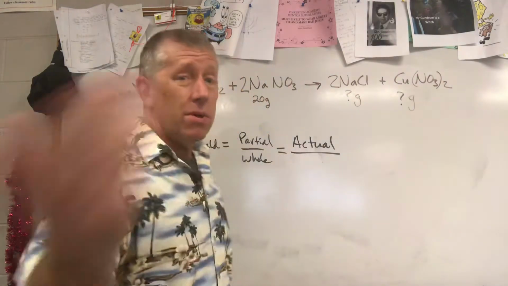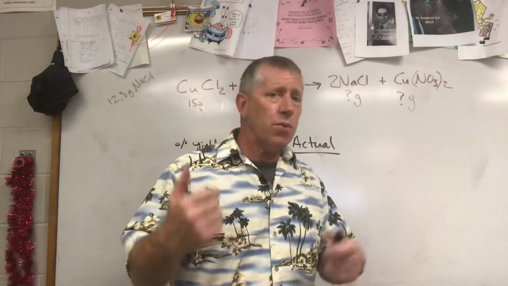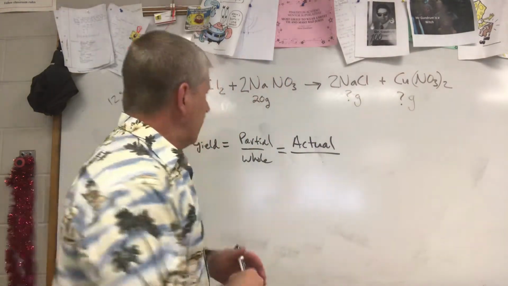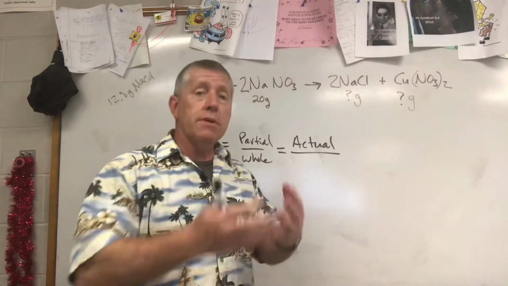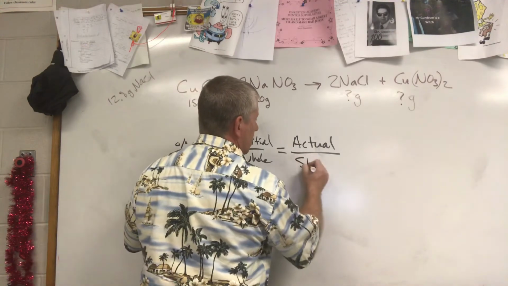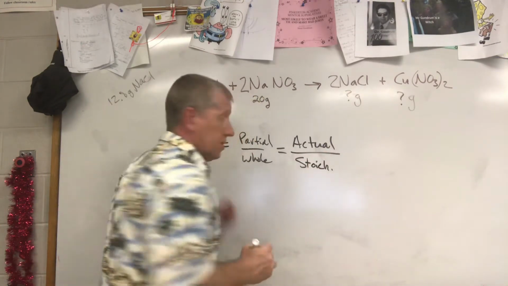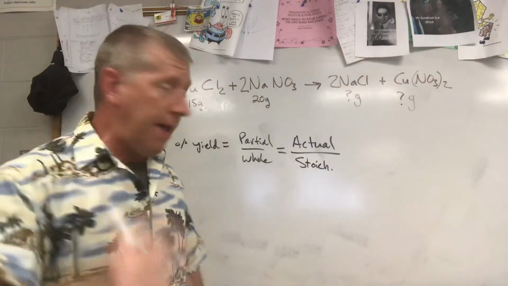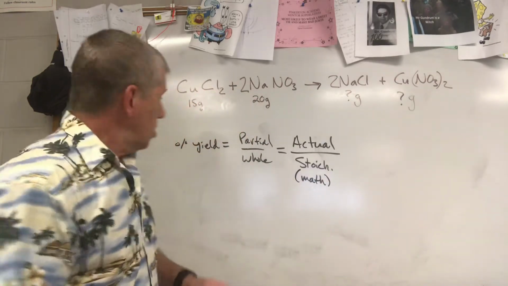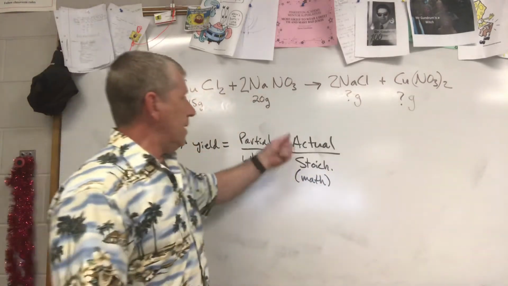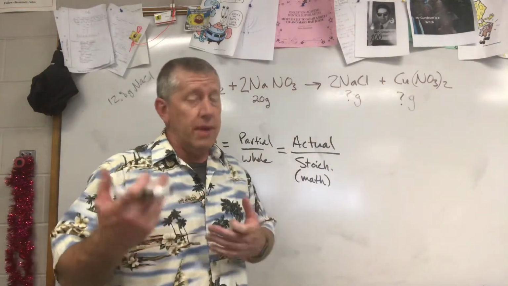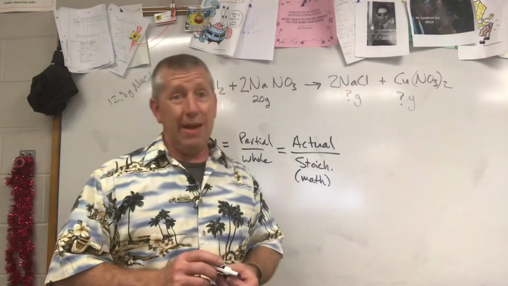Okay, then you do the lab. You do the experiment, and you don't get 12.8 grams. We got 11.3 grams. So that's the partial out of the total that we could have gotten. The whole is what, that's short for stoichiometry. What the stoichiometry says, what the math says we should get. So our percent yield is going to be what we get in the experiment divided by what the math, or the stoichiometry, says we should get.